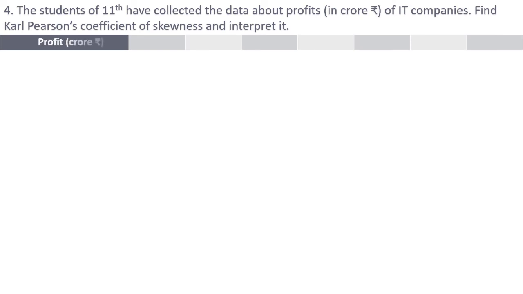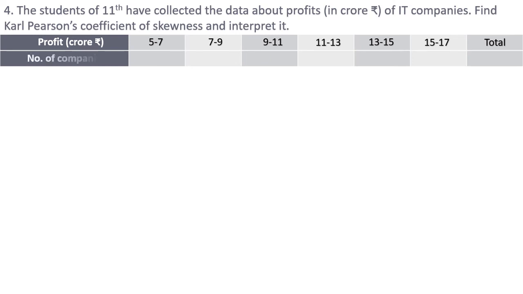The profits in crore rupees: 5 to 7, 7 to 9, 9 to 11, 11 to 13, 13 to 15, 15 to 17, and total. As you can see from the table, the classes are equal and they are exclusive already. Next, we have the number of companies, frequency, that is 5, 12, 20, 8, 3, 2, total 50 companies. As you can see here, there is only one highest frequency and we can calculate mode.